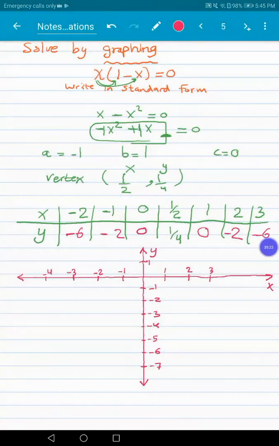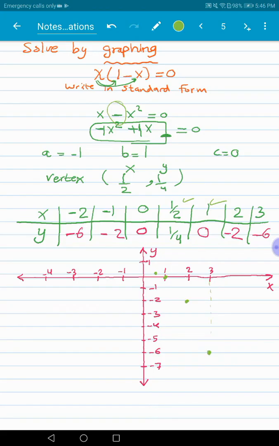Now, after we found the points and drew the xy coordinate, we need to plot the points starting from the vertex, 1/2 and 1/4. X is 1/2, the y is 1/4, approximately here. It's opening downward, of course, because x squared is negative. 1 and 0 is here. 2 and minus 2, it's approximately here. 3 and negative 6, it's approximately here.